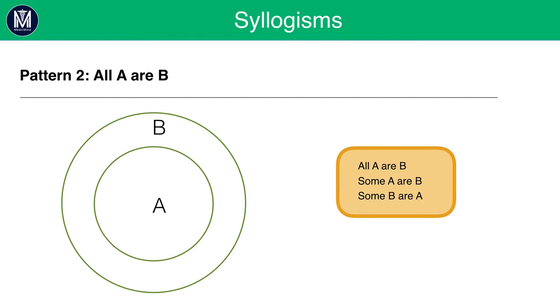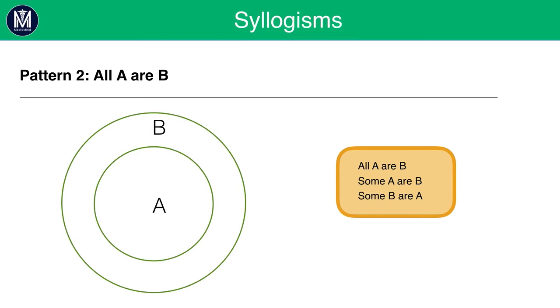Next, the second pattern you may get is all A are B. Now a Venn diagram for this would be a circle and a circle over that circle. What can be deduced here? Well, we know that all A are B, as it says in the statement. We know that some A are B and some B are A. The reason we know this is because by default, if all A are B, then some A have to be B. In the same way, if all A are B, some B have to be A.